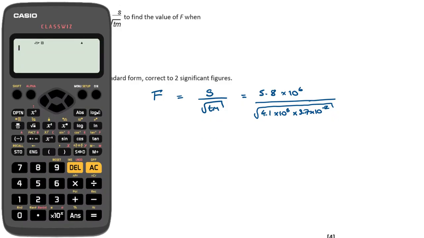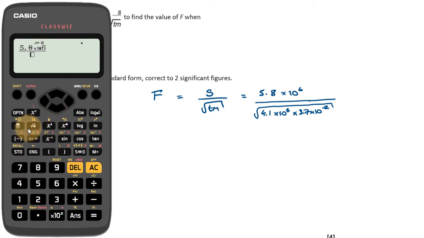Okay, so I'm going to use the fraction button first off, so I can really closely follow that layout I've been given. On the numerator part, I've got 5.8 times 10 to the 6, and there's actually an exponent key down here, times 10 to the x. So I'm going to use that one, and then type in the power 6.